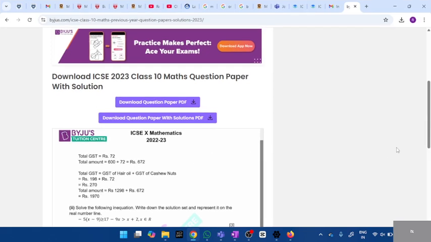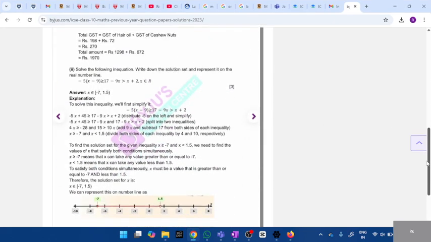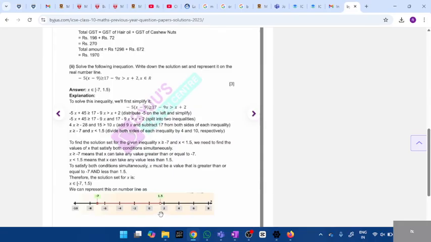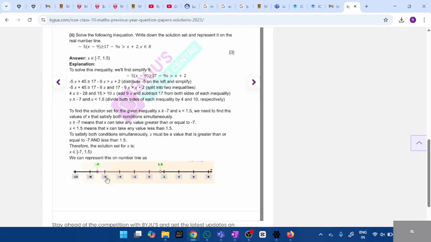We'll see the solution. That's it for today. Look here. Everything is correct. Minus 7, comma 1.5, solution set. Here, can you see the answer? Minus 7 to 1.5, they've drawn the brown line. Zoom your screen, students, double tap, so you can see this.